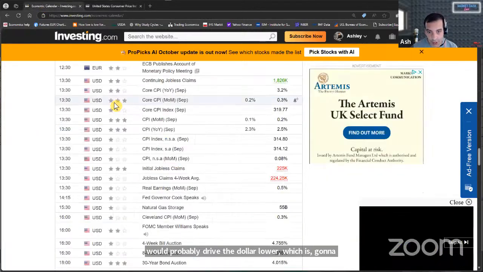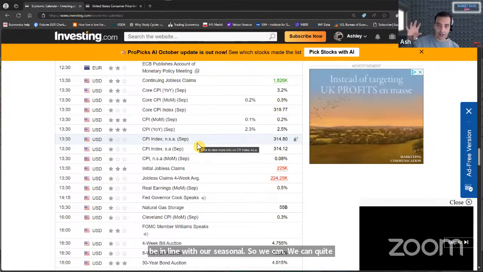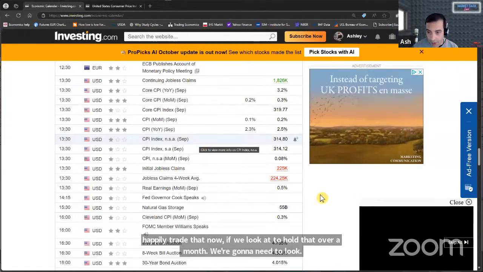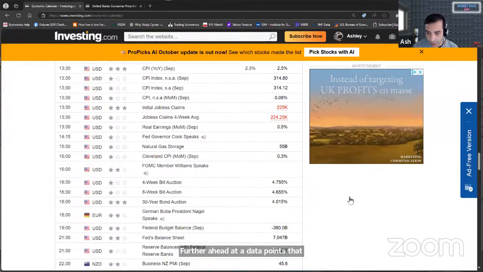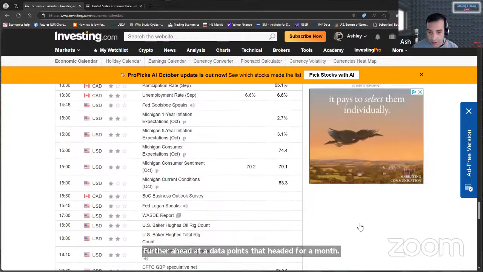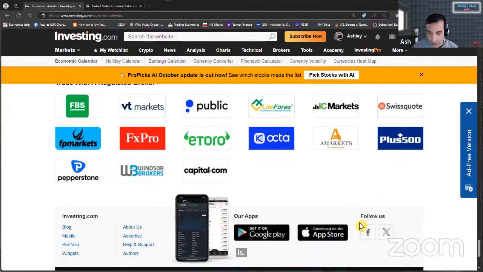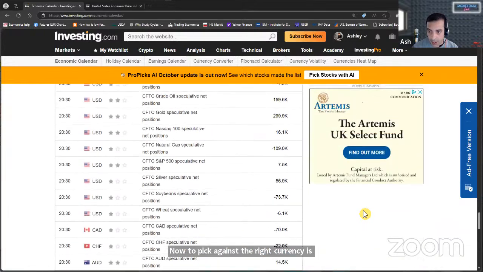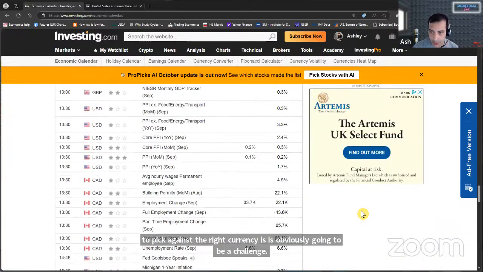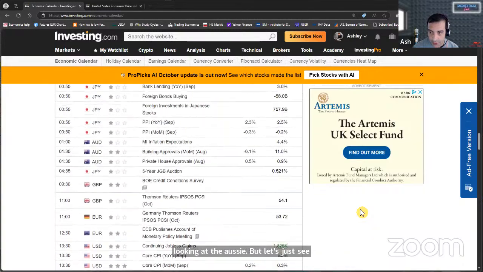Now, if we're looking to hold that over a month, we're going to need to look further ahead at data points that are headed for a month. And really, what you want to know is, now, picking the right currency is obviously going to be a challenge. But right now it's suggesting we should be looking at the Aussie. But let's just see what the danger of trading the Aussie might well be.